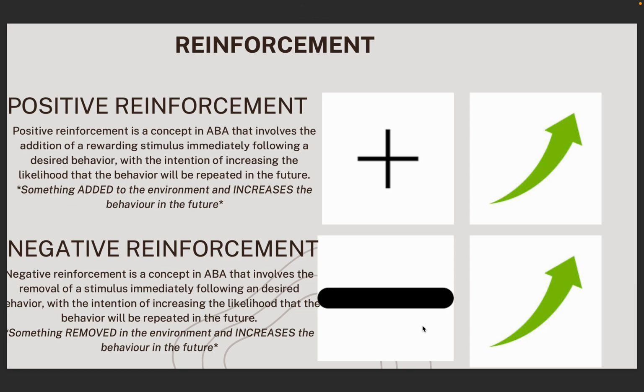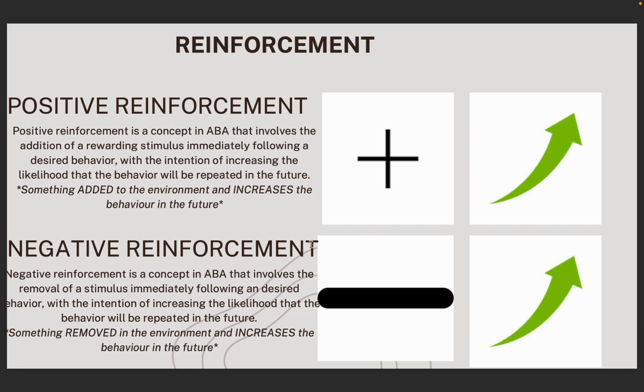Let's start with reinforcement. Anytime that we hear the word reinforcement, we automatically should be thinking about behavior that increases in the future. And there's two types. One is positive reinforcement. Positive reinforcement is the addition of a rewarding stimulus immediately following a desired behavior, with the intention of increasing the likelihood that the behavior will be repeated in the future. So, in simple terms, just like this positive sign, we are adding something to the learner's environment, which as a result increases the behavior in the future.